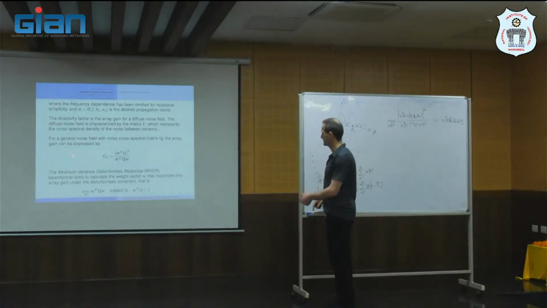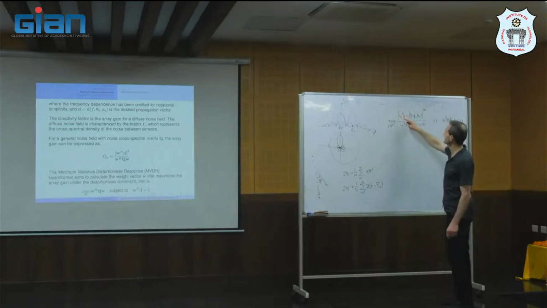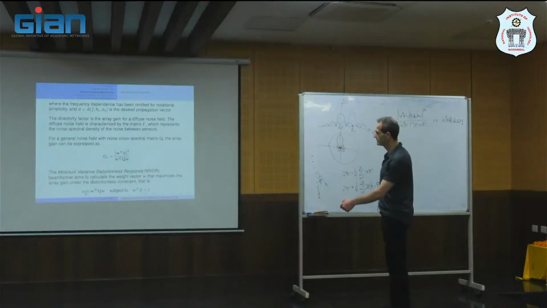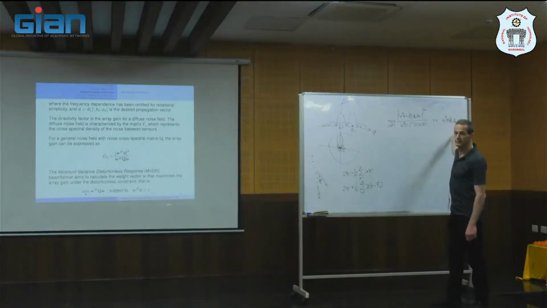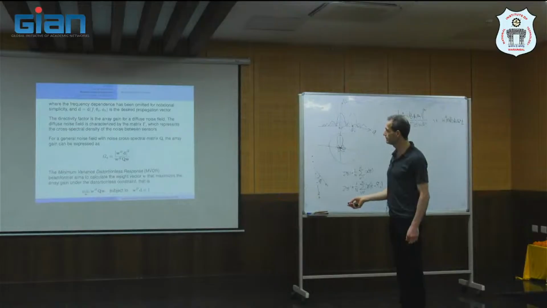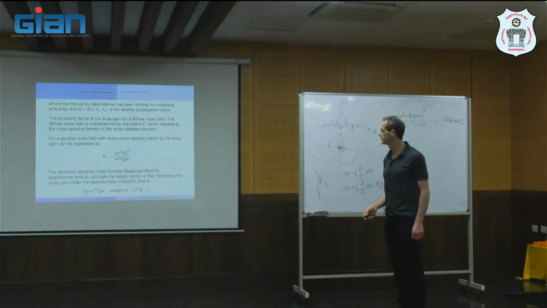Okay, so you see it here. So if it's 1, so the numerator is 1, so I need to minimize the denominator. I need to minimize the denominator subject to the same constraint. It's the same. See? So this is the problem of finding the maximum directivity beamformer. So we can solve this. How do we solve this?